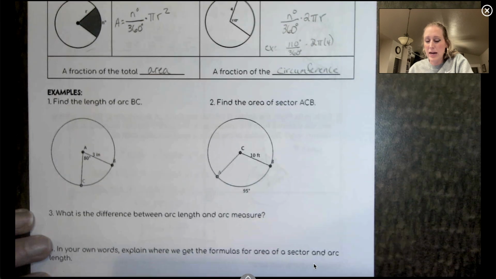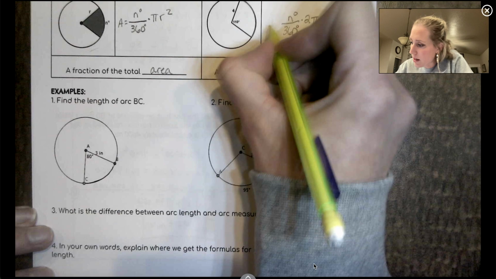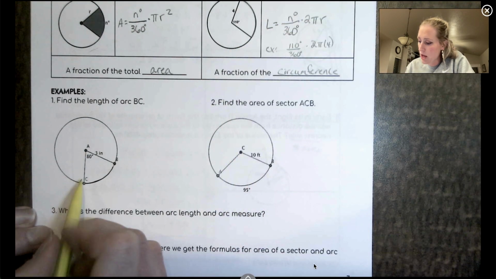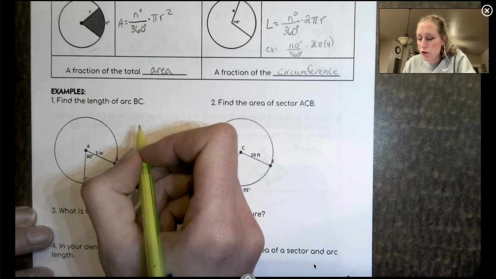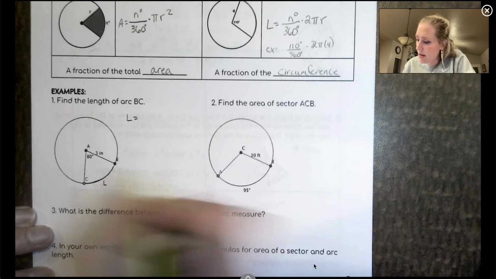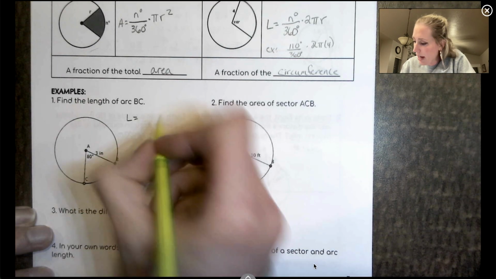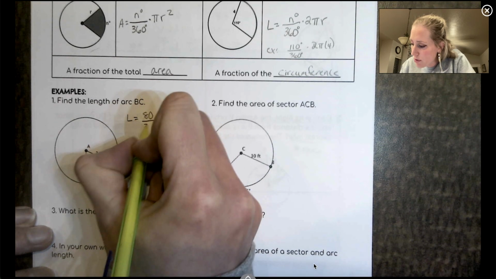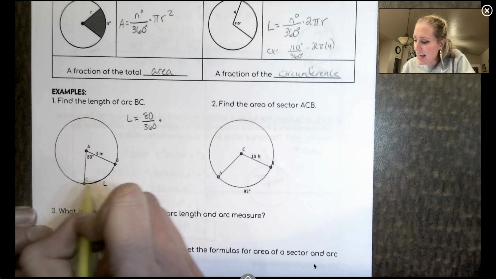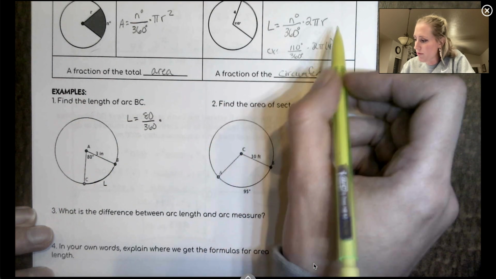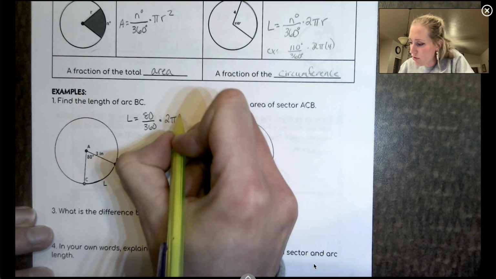I'm going to show you how to simplify that further in these other examples. Let's practice that here. Find the length of arc BC. They want me to find this length, and I'm going to use a capital L for length. I need the angle, which could be the central angle or the arc measure. Remember, those are equal. So 80 over 360 times, and because this is length, it's a fraction of the circumference, so a fraction of 2 pi r. My radius in this case is 3.